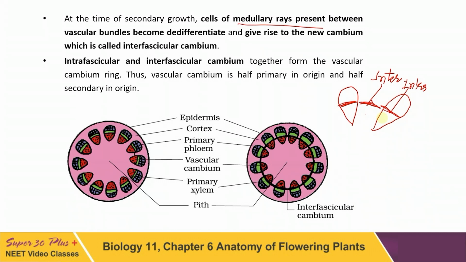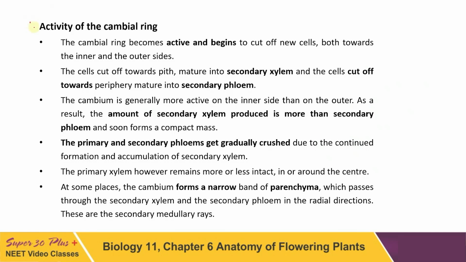You can see the diagram here: this one is primary phloem, this one is primary xylem, this is intrafascicular cambium, and in between the vascular bundles, this one is interfascicular cambium. This is intra, and this one is inter, and in that way a circular cambium ring is formed. Now we have to see what happens after the cambium ring is formed.